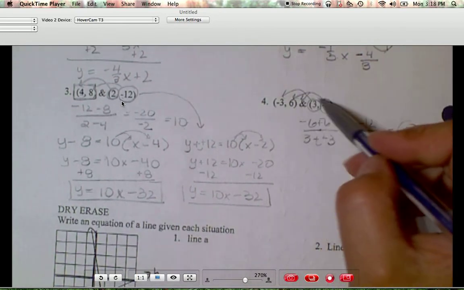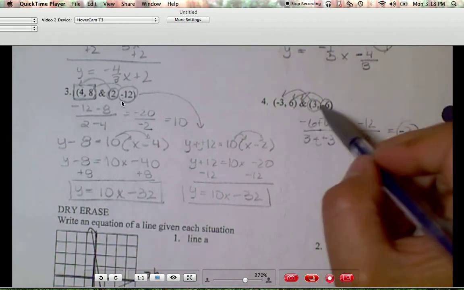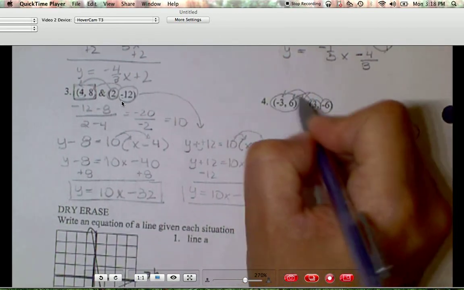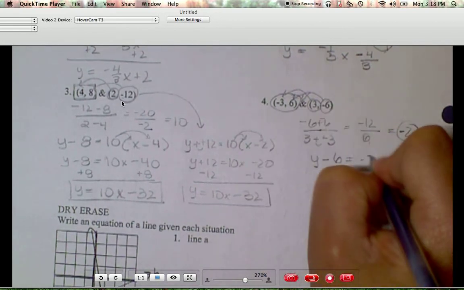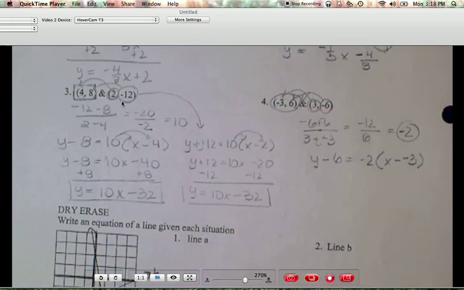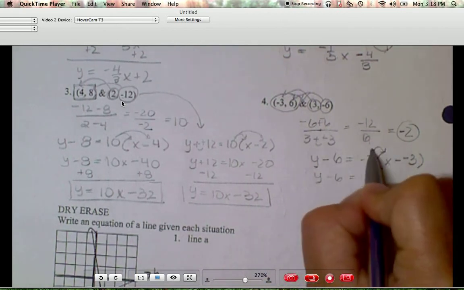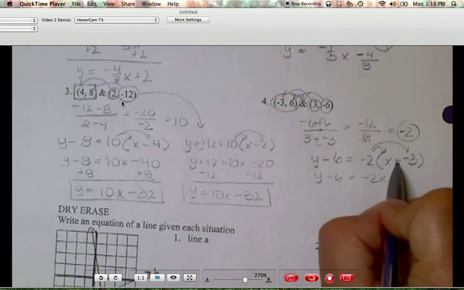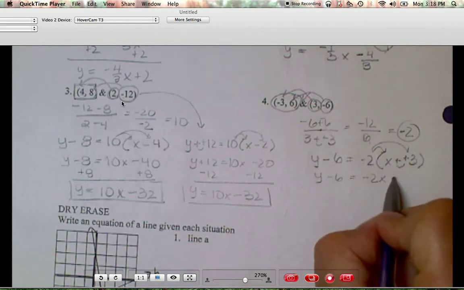Now, these points are equally difficult or easy, however you want to look at it, there isn't one that's more difficult than the other. So I chose this one just because it was the first point. y minus the y value, which is 6, equals negative 2 times x minus the x value, which is negative 3. So y minus 6 equals, distribute, we get negative 2x. Before you distribute, though, you want to make sure you change this to positive. Negative 2 times 3 will give you negative 6.